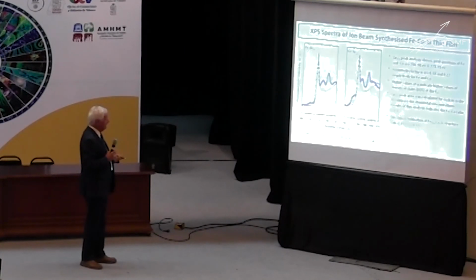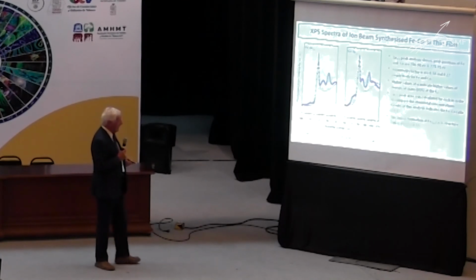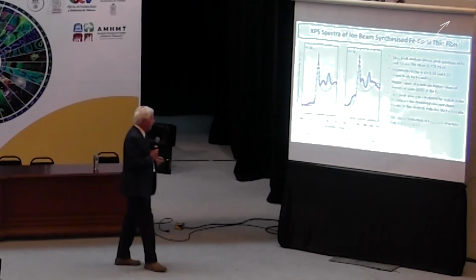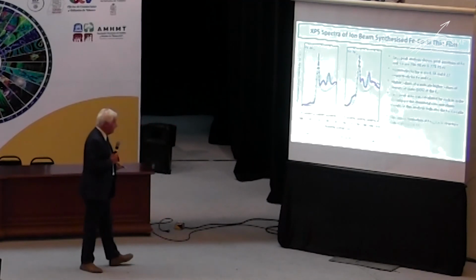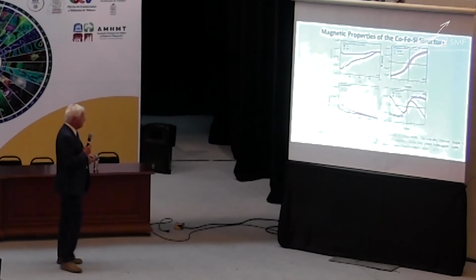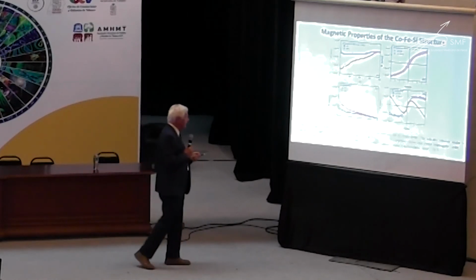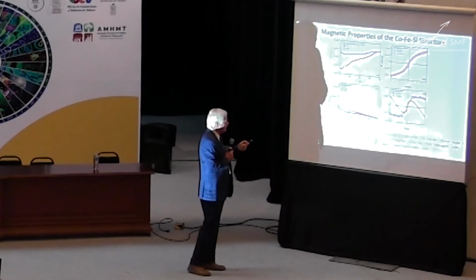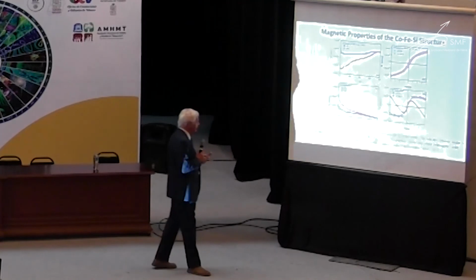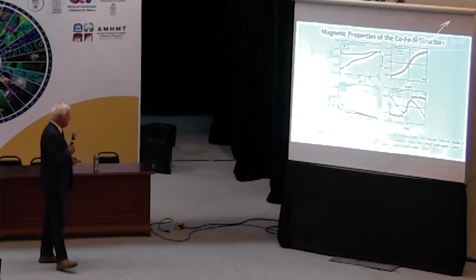So this is, again, X-ray photoelectron spectroscopy of ion beam synthesized iron, cobalt, and silicon. And it shows, here's the iron 2p peak and the cobalt 2p peak. So these are from the X-ray photoelectron spectroscopy. Next slide. The magnetic properties. This is like a hysteresis curve, and we can see that there are some magnetic properties associated with these materials. Next slide.